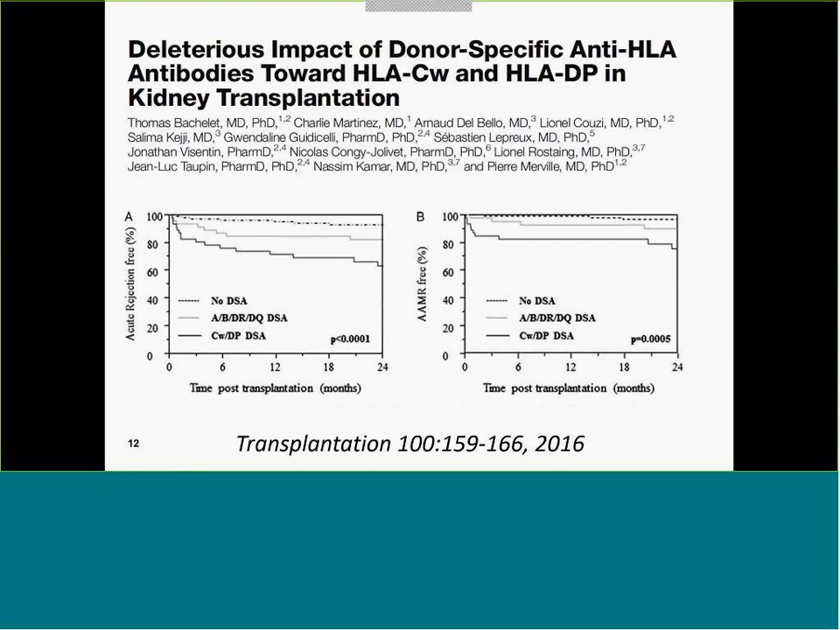Another publication from our colleagues in France looked at the contribution of C and/or DP in graft loss. As these 2 graphics show, on the left-hand side is freedom from acute rejection episode, and you can see the bottom line, patients who had C and/or DP, was much, much lower in freedom from rejection. On the right-hand side is freedom from antibody-mediated rejection episode, which was also lower in patients who had C or DP antibodies. That was a recent article from 2016.